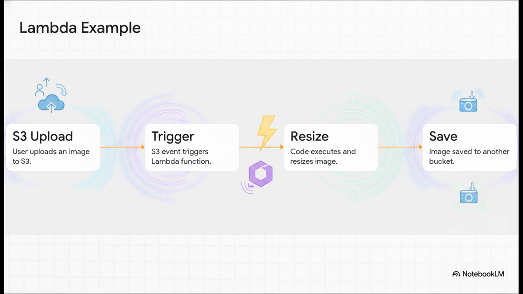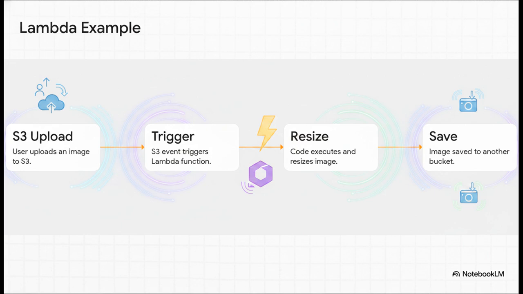Step 1, a user uploads an image to an Amazon S3 bucket. Step 2, that upload event instantly triggers your Lambda function. Step 3, your code executes, perfectly resizing the image. And step 4, the new image is saved to a different bucket. Notice what is entirely missing from this entire process: servers. You didn't have to patch an OS, you didn't configure auto-scaling, and you didn't provision a load balancer.